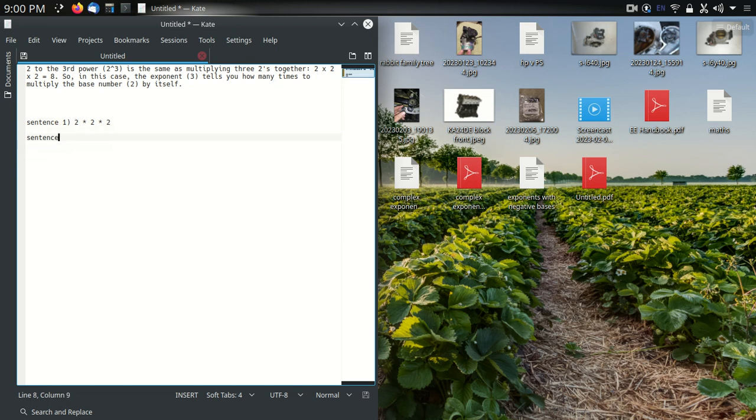Sentence 2, however, tells you how many times to multiply the base number by itself. So sentence 2 tells us that we start with 2, and then we have 3 multiplications by 2.